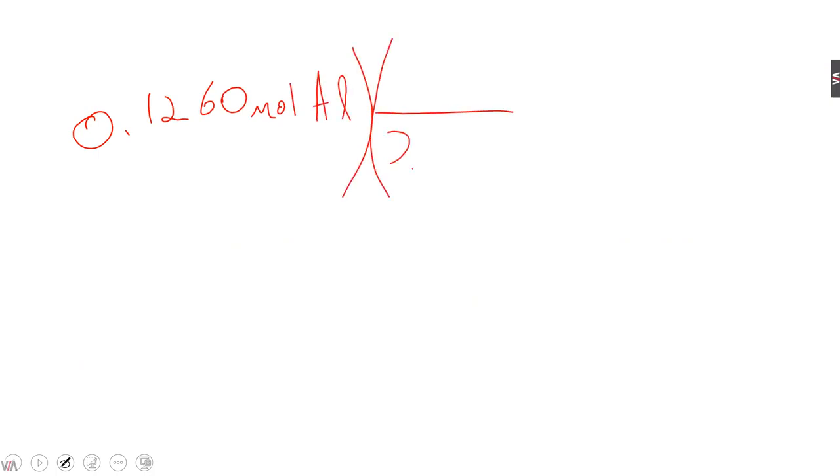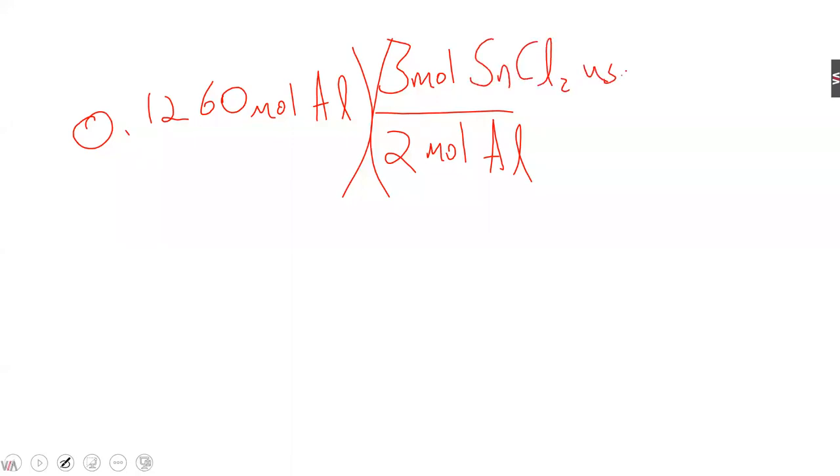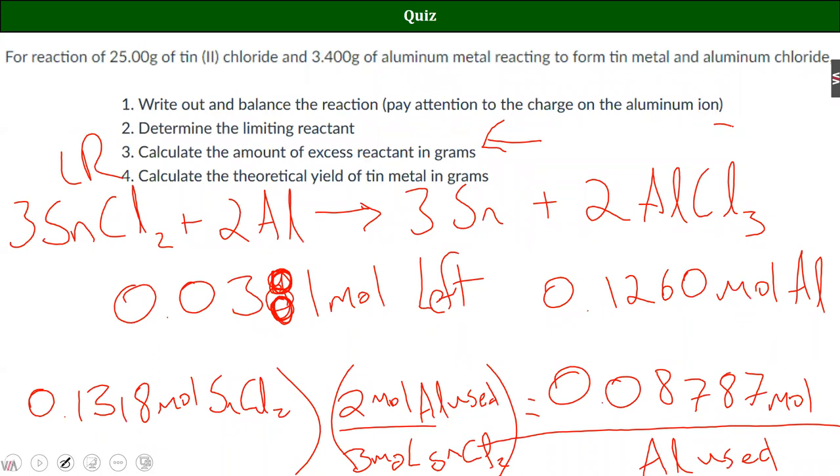If you happen to pick the other one, if you said, okay, I've got fewer moles of aluminum, therefore I think it's my limiting reactant, but I still want to show that, you can say, okay, well, every time I use 2 moles of aluminum, that's 3 moles of tin 2 chloride used. And you get something like 0.18 if you do that. That's more tin chloride than what we have. Right? So you can find out your limiting reactant.